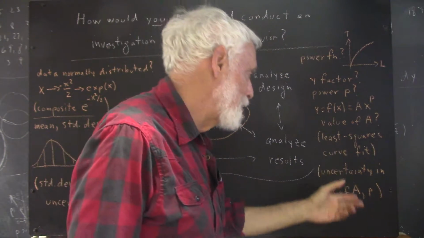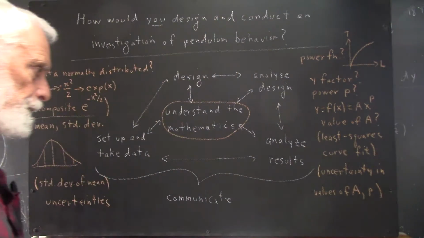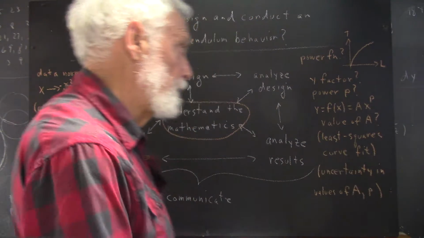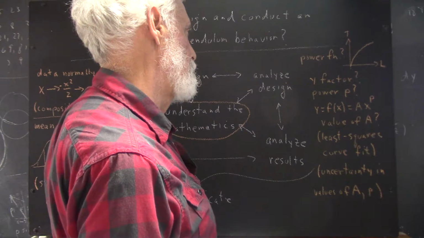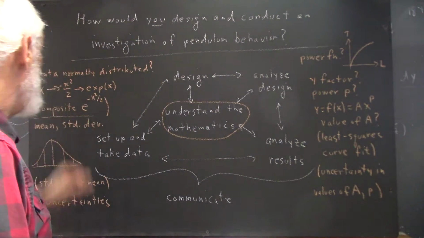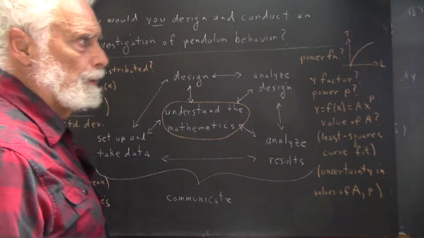Then there's uncertainty in the values of a and p, and that's related to the statistics of the situation. So I'll come back to this, but again, this is in parentheses, and it's beyond the scope of what you would do right now, although when you learn a little more mathematics, it's something you want to be able to do. But you need a good course in calculus before you can deal with this.